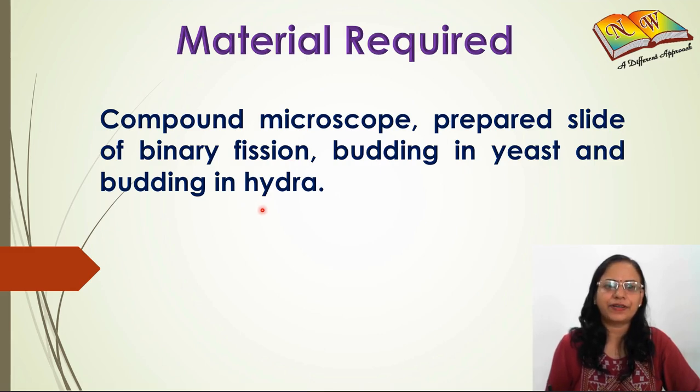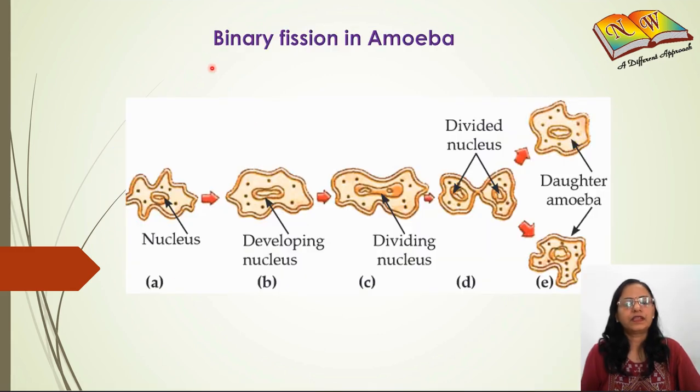The word binary means two. So binary fission means when one organism divides into two organisms or two daughter individuals. So you can see in this image that this is the parent amoeba. So when the process of binary fission begins, the nucleus first elongates and then divides into two, followed by the division of the cytoplasm, resulting in the formation of two daughter amoebae.